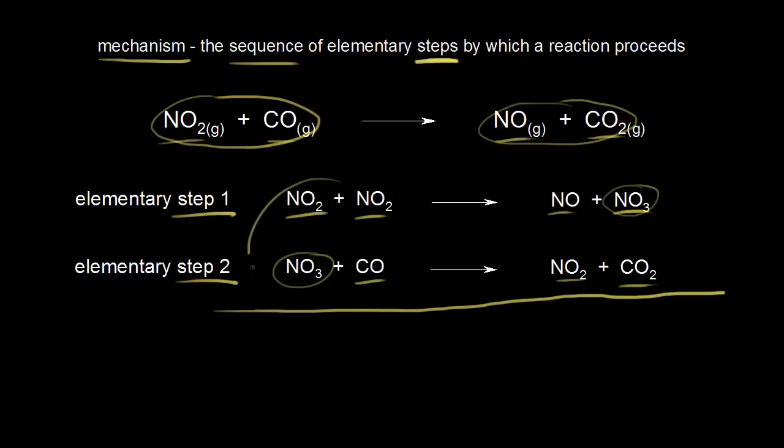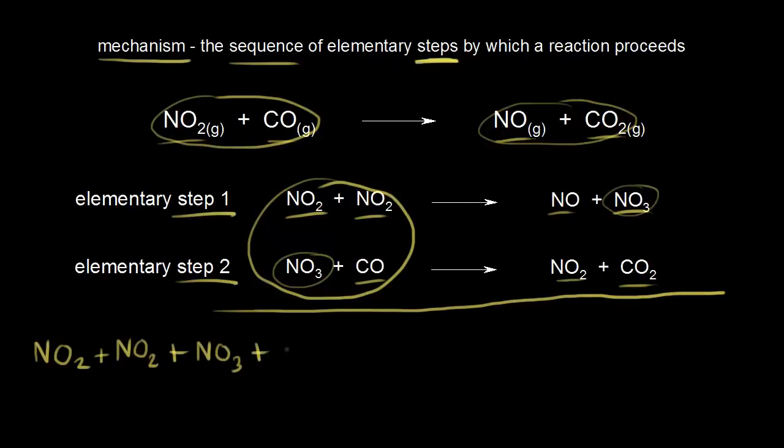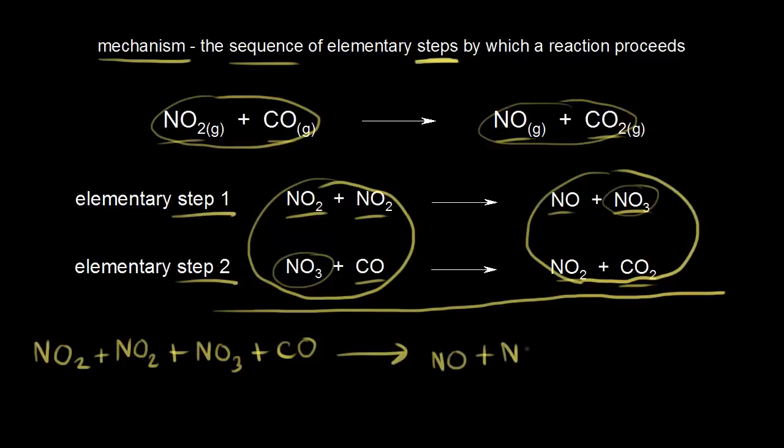So let's put all of our reactants on one side. So we have all of our reactants over here. So that would be NO2 plus NO2 plus NO3 plus CO. And then we'll put all of our products on one side, so all of this stuff. So we have NO plus NO3 plus NO2 plus CO2.